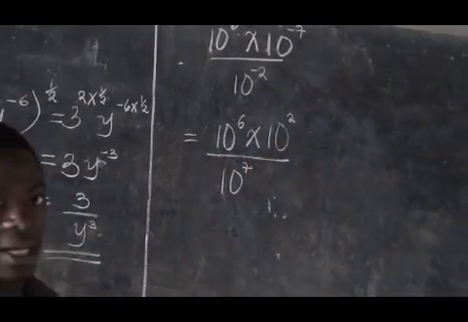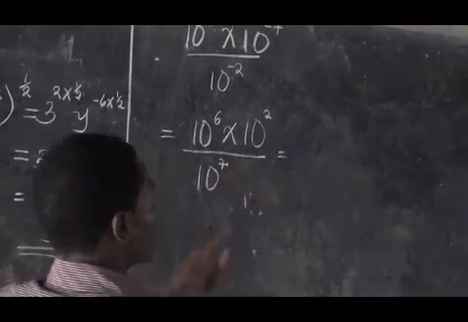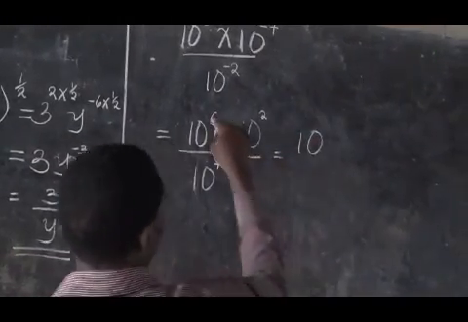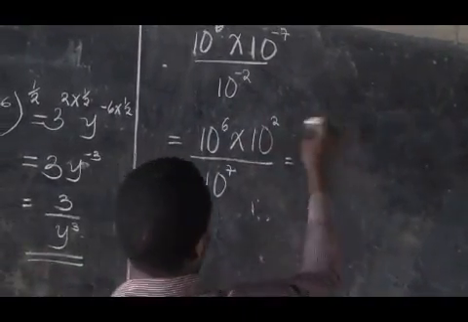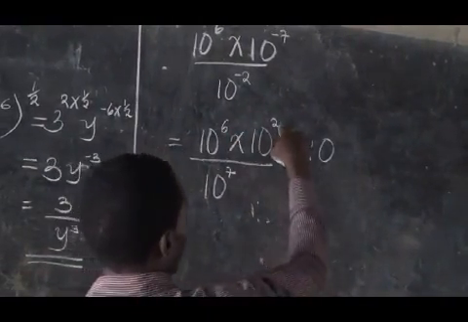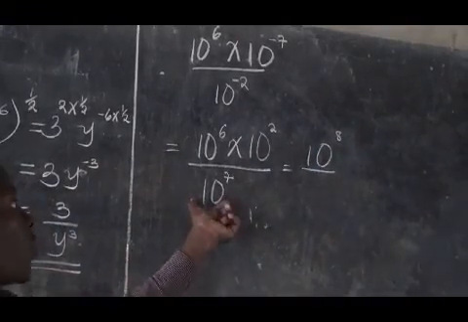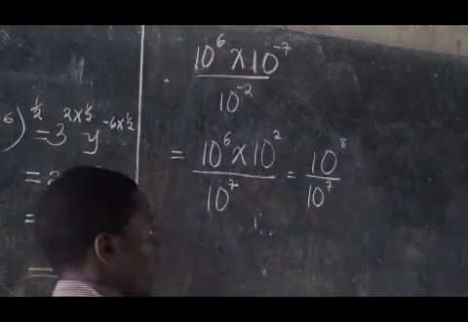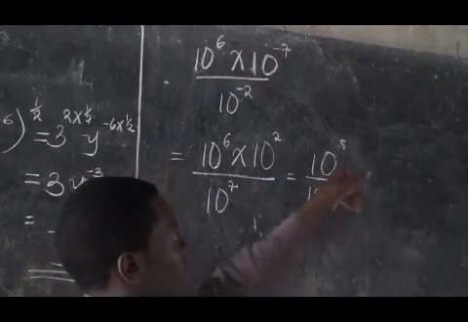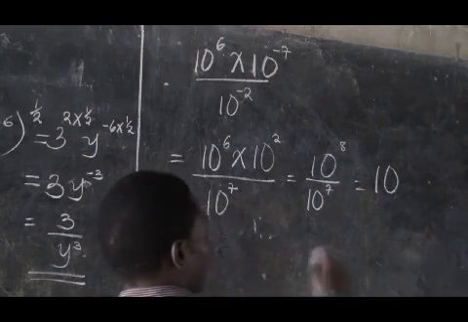Now from here we apply the laws of indices, which says that if we have the same base, we maintain the base, and then we multiply. If it's multiplying, we add the powers, which is 6 plus 2, which is going to give us 8. Even here we have 10 power 7, and this is division. We are dividing numbers of the same base with different powers. So what I'm going to do, we maintain the base and we subtract the powers.